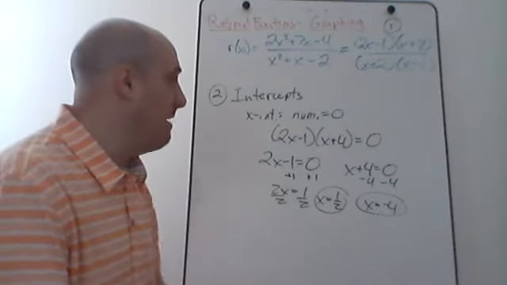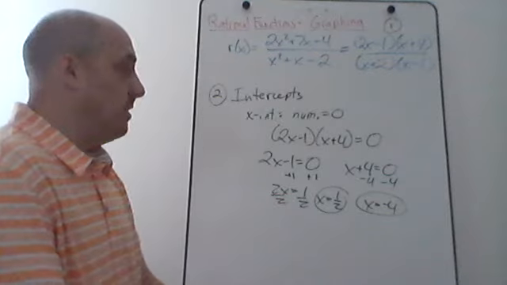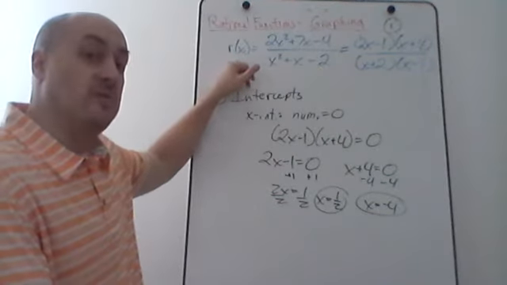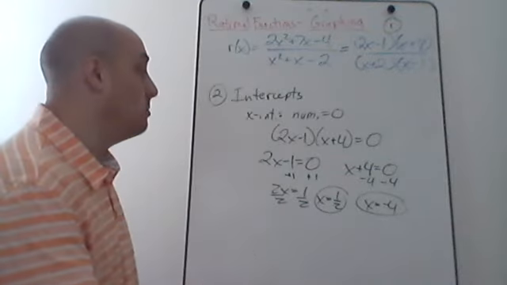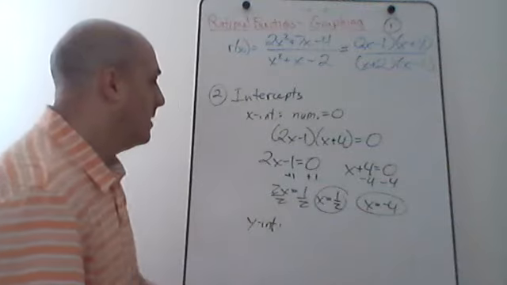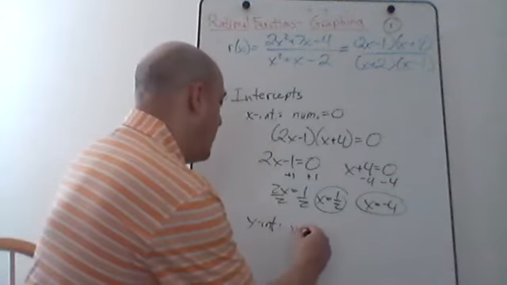All right, x equals 1/2 and x equals -4. So there's my x-intercepts. I get those by setting y equal to 0, which for a rational function breaks down to just setting the numerator equal to 0. To get my y-intercept, I plug in x equals 0.